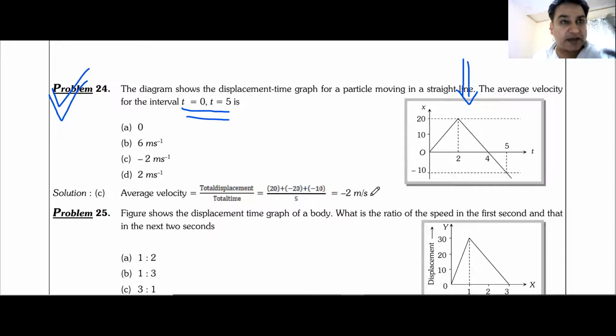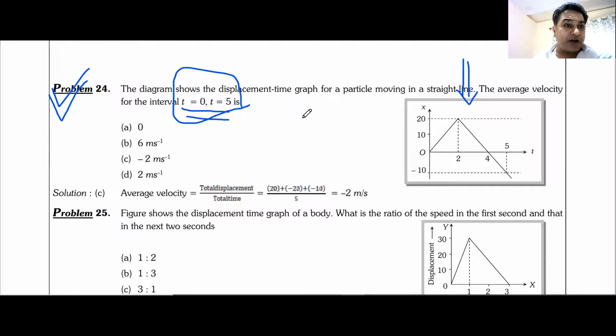I think you have got that average velocity is total displacement upon total time. That is what Deepak says, and that is the correct answer. Average velocity is total displacement upon total time. The only thing is you have to find out the total displacement from where to where. From 0 to 5 seconds, you are supposed to find out the total displacement.